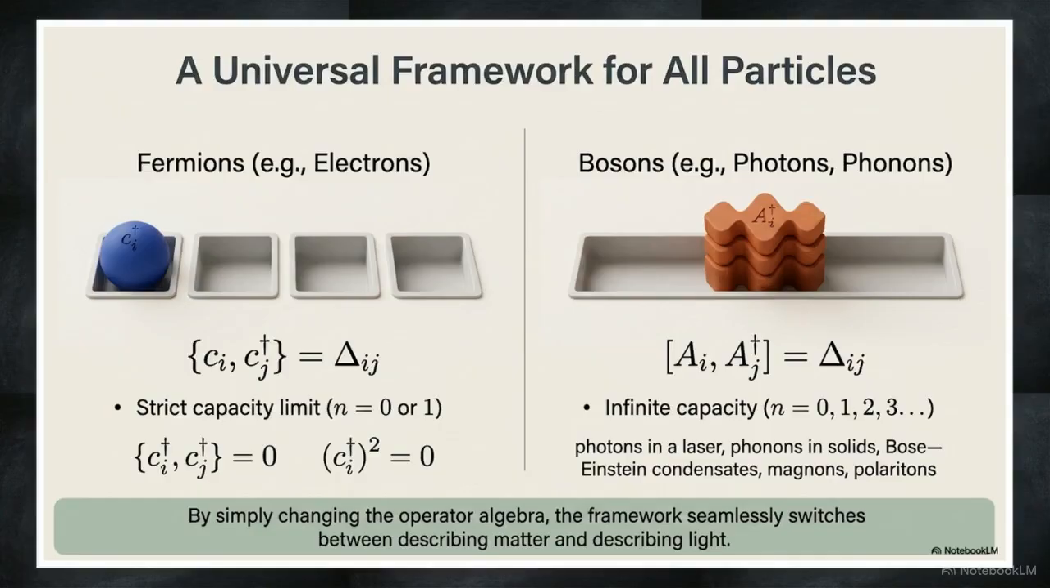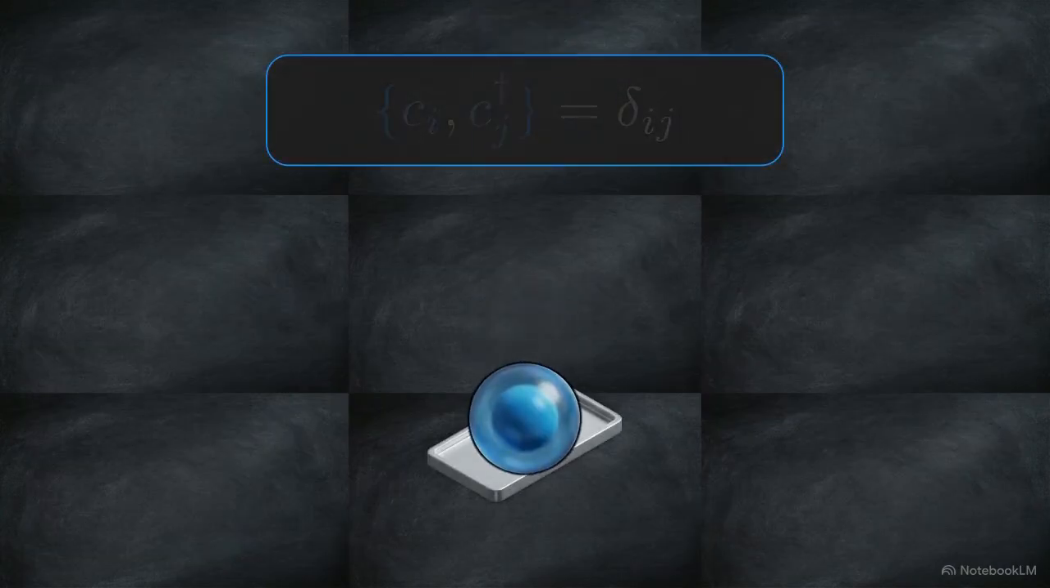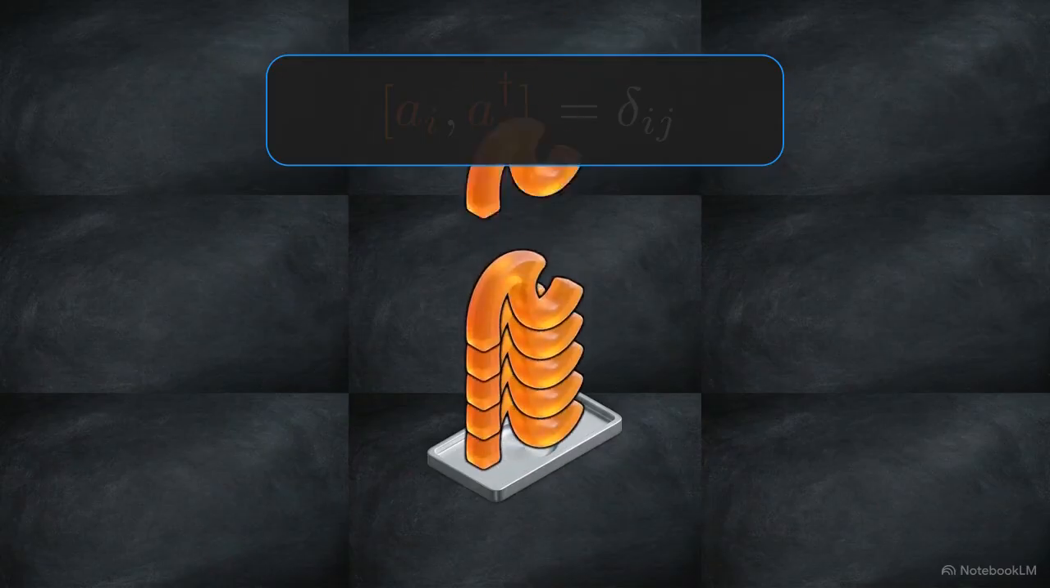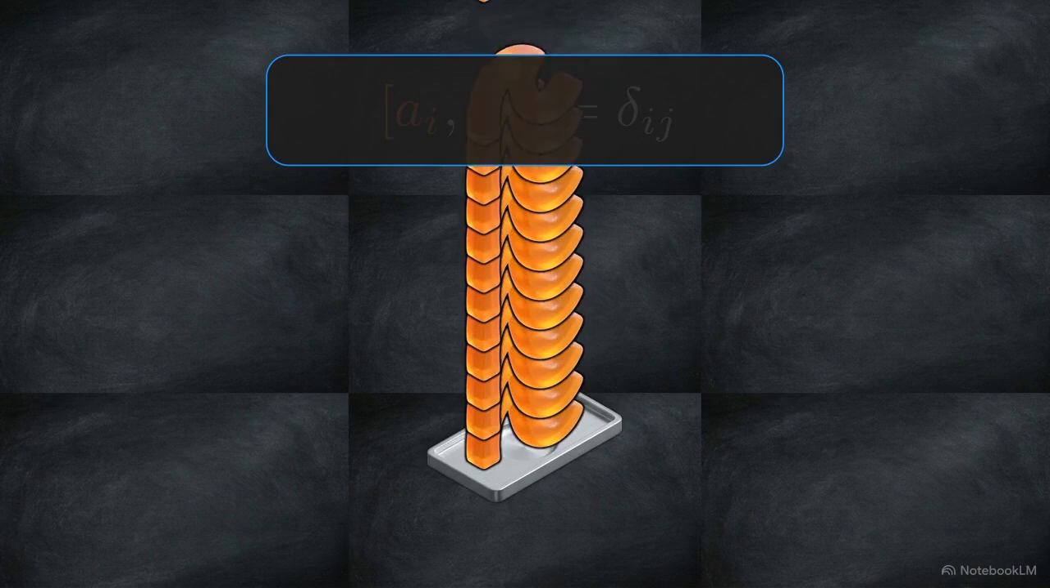To model light instead of matter, we keep the exact same mathematical occupation framework and simply swap the algebra. By changing anti-commutators to standard commutators, the previous capacity limits vanish, and the math flawlessly adapts to describe bosons.